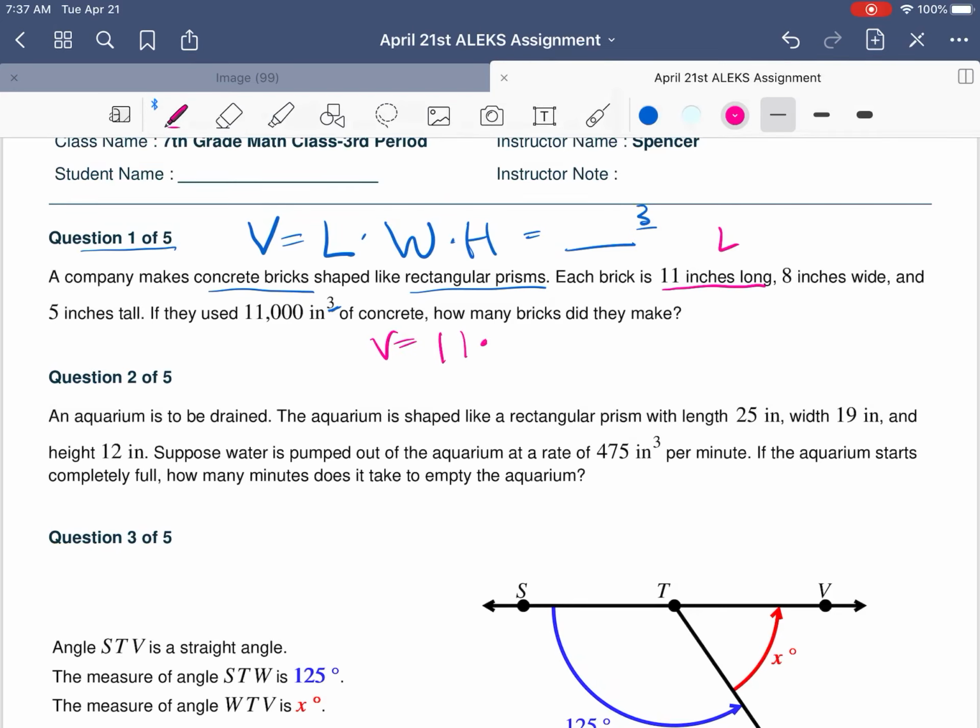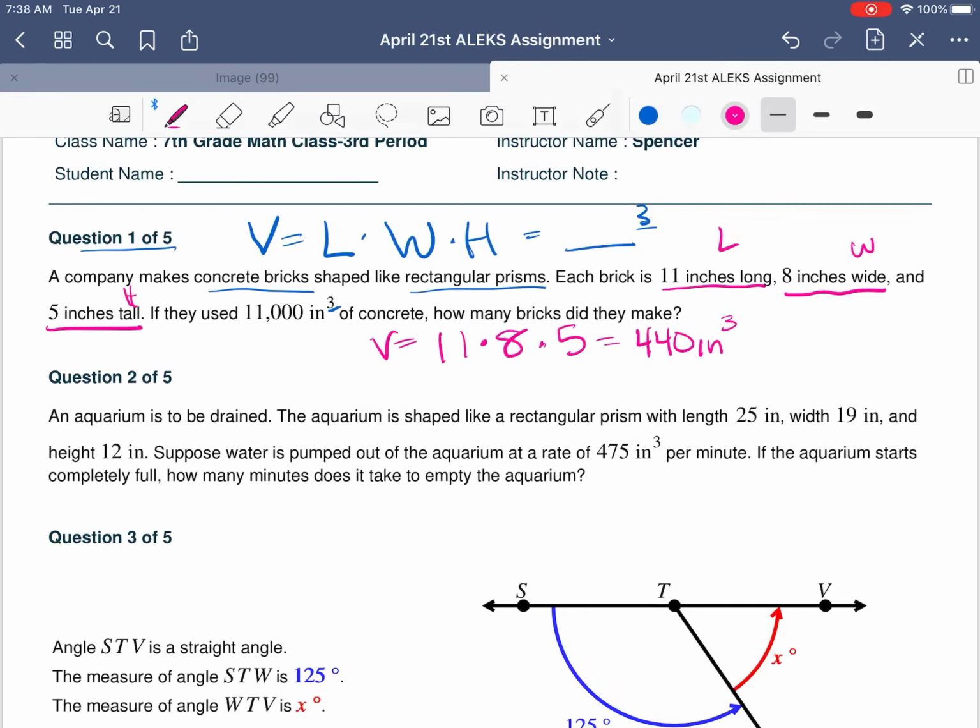Remember, I'm just pulling in this formula. The width, because it says wide, is 8, and the height, because it says tall, is 5. So I want to multiply those together first. 11 times 8 times 5 is 440. So I know that the whole overall volume is 440 inches cubed.